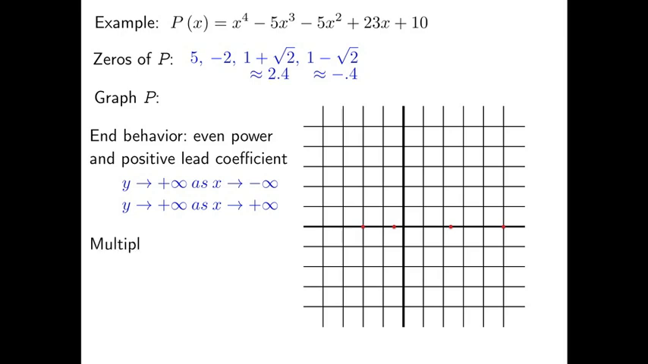We also need to note that since we have 4 zeros and the degree of our polynomial is 4, the multiplicity of each zero will be 1, so there will be no bouncing. We'll go straight through each zero. Now I think we're ready to graph. And we keep our graph nice and smooth, and there's a graph of P of x.